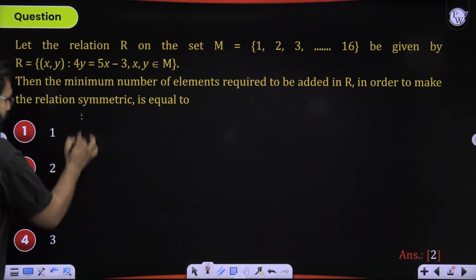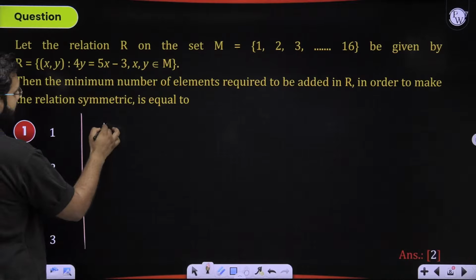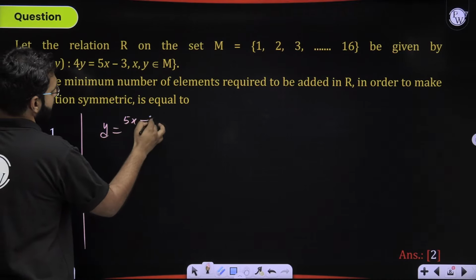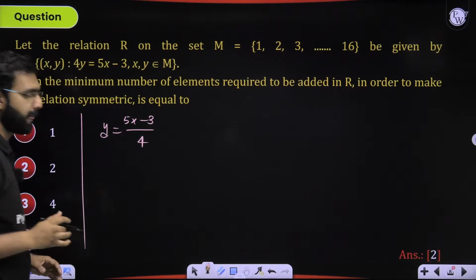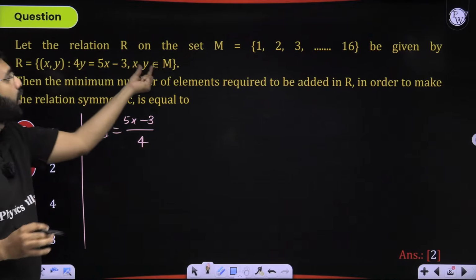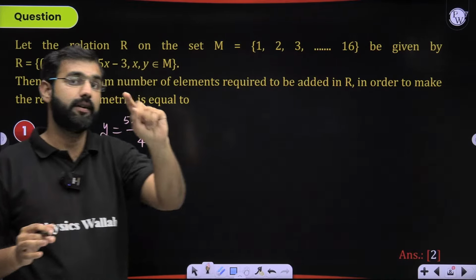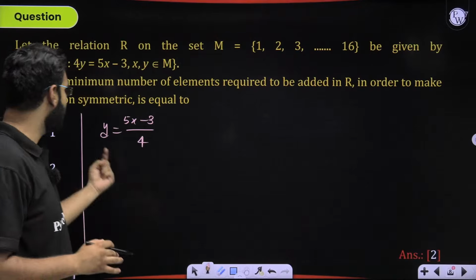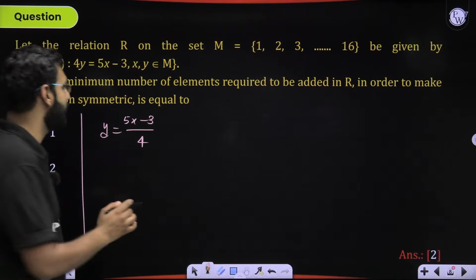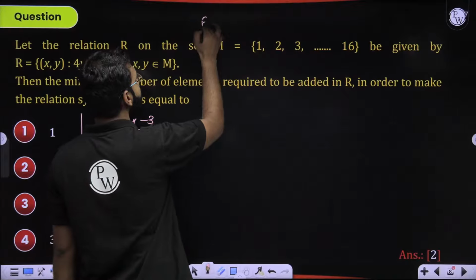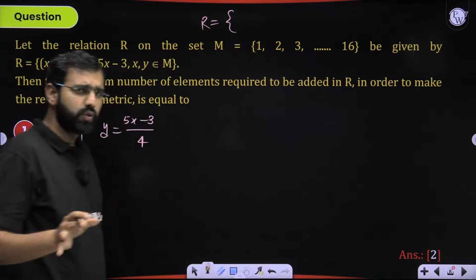R is a set which is defined in this manner. So can I say that y will be given by 5x minus 3 whole divided by 4? And here x and y both belong to the set M, which means they should be natural numbers from 1 to 16. So if I take certain values of x, let me figure out the elements which will be present in R. So I'll begin with this data.